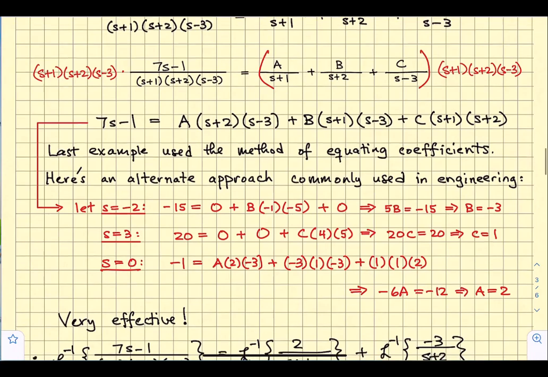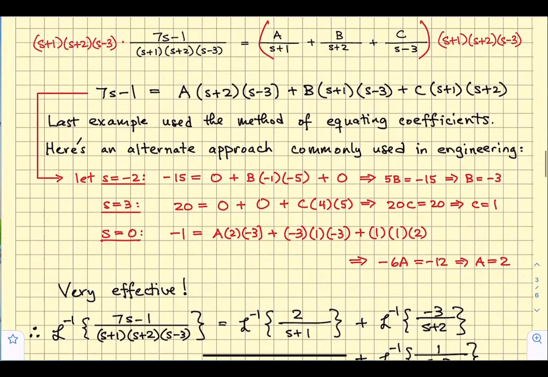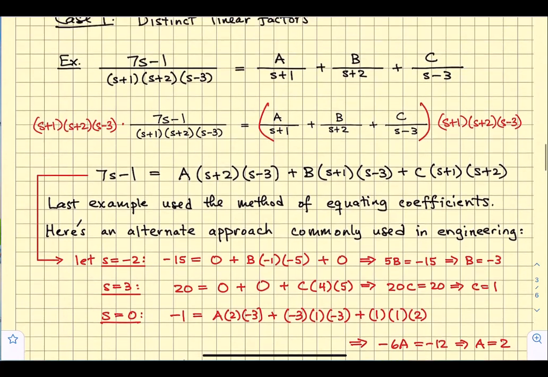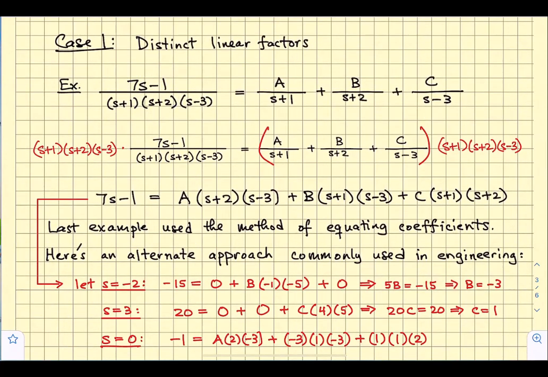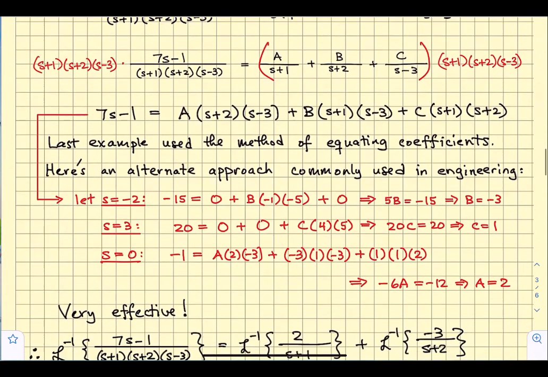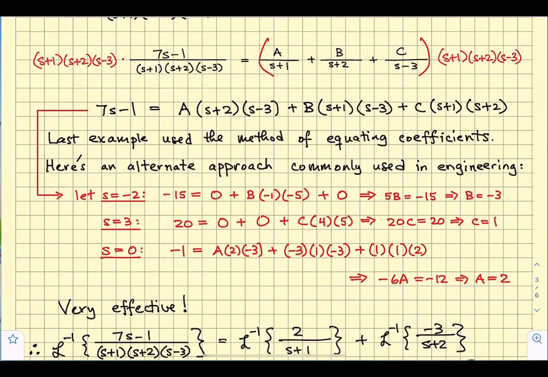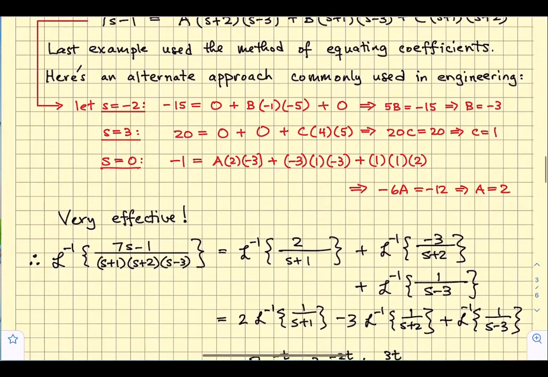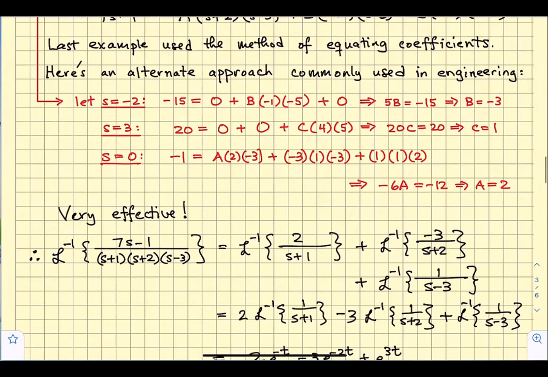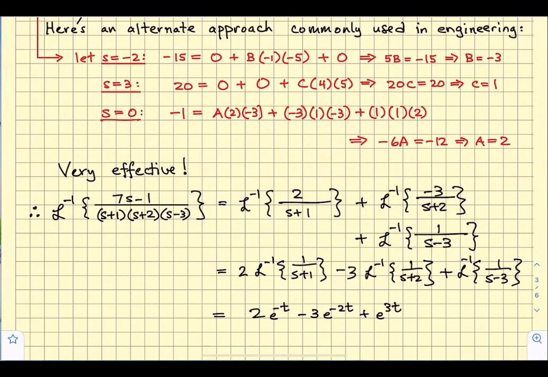I think it's very effective. So going back, we said that this function can now be decomposed into these 3 functions, and we know the values of a, b, and c, so let's put them in. And so by linearity, the inverse Laplace transform of our original function is the sum of the inverse Laplace transforms of the pieces. Once we factor the 2 out, this is in our table.